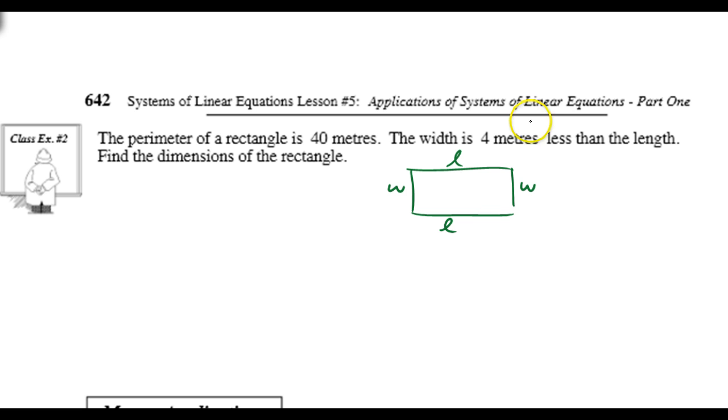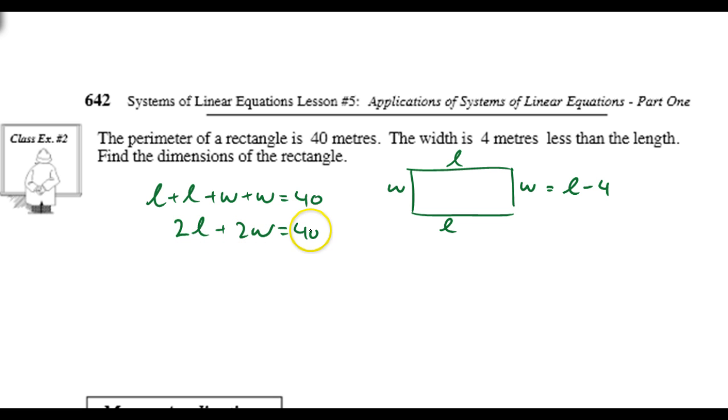Now it says the width is 4 meters less than the length, so the width equals 4 meters less than the length. So L minus 4 is the width. All right, that's going to help me here. So find the dimensions of the rectangle. Well, I'm going to add all these 4 sides together. L plus W equals 40, or 2L plus 2W equals 40.